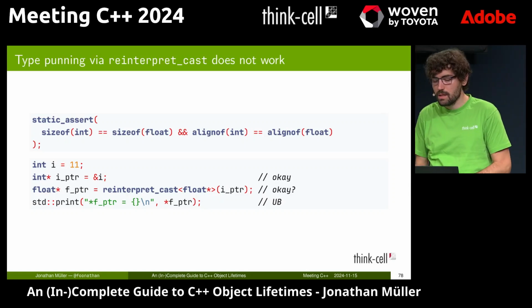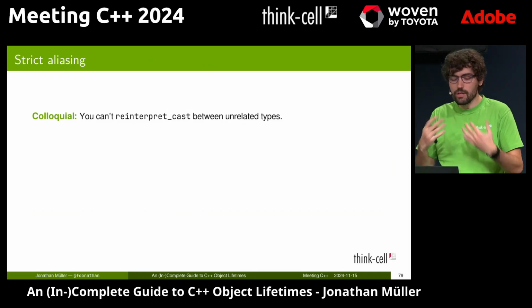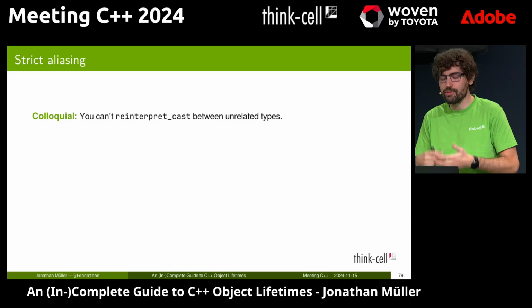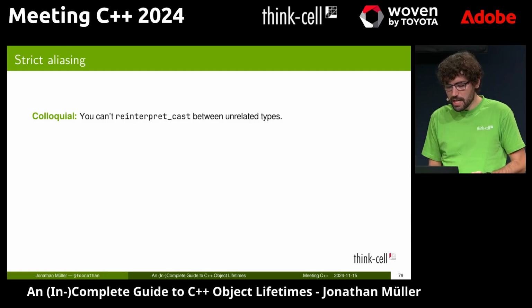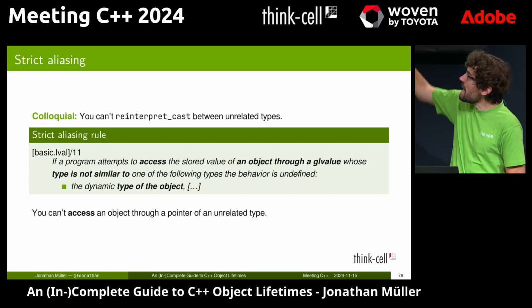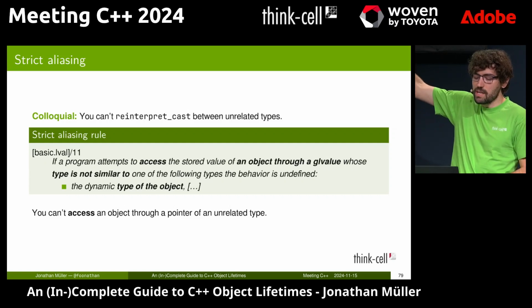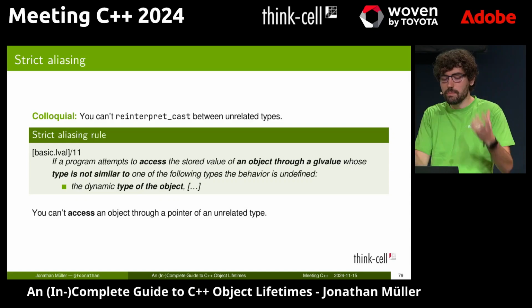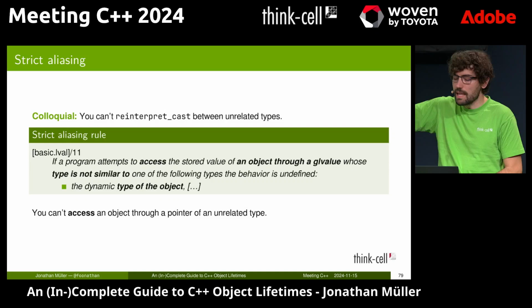Right? So the rule behind that is the strict aliasing rule, and colloquially, you say that you can't reinterpret cast between unrelated types. But that is not quite correct. The accurate phrasing is the access is undefined behavior. So when you access a stored value of an object through some lvalue whose type is not similar to the dynamic type of the object, then that is undefined behavior.